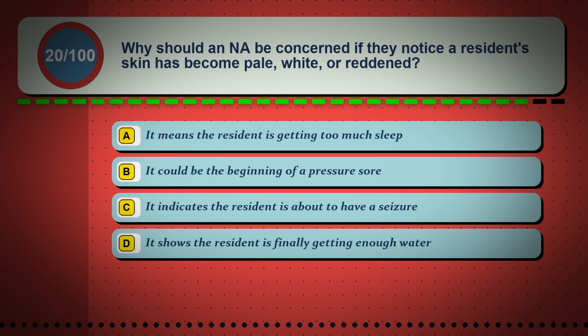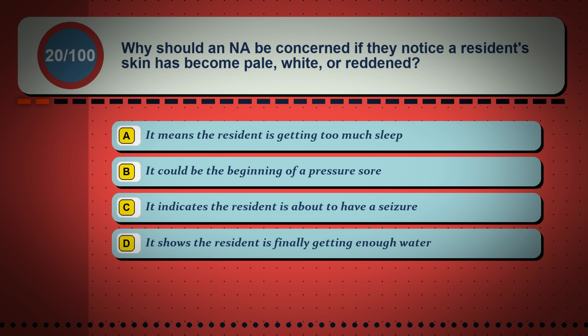Question 20. Why should a NA be concerned if they notice a resident's skin has become pale, white, or reddened? Option A. It means the resident is getting too much sleep. Option B. It could be the beginning of a pressure sore. Option C. It indicates the resident is about to have a seizure. Option D. It shows the resident is finally getting enough water.